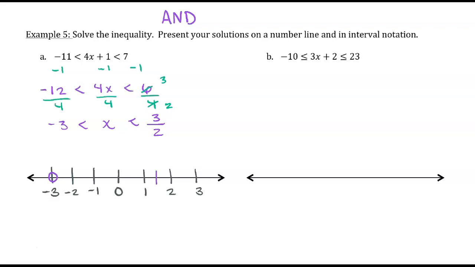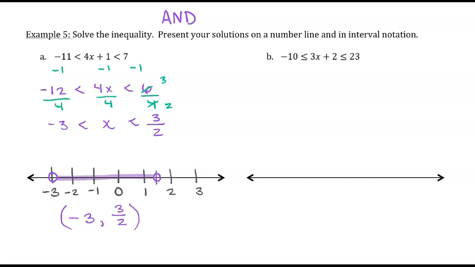So our right endpoint is right here. It is also not included in the solution set because of the strict inequality. What we want are all x values between those two endpoints. Writing this in interval notation, we have a left endpoint of negative 3 and a right endpoint of 3 over 2. We will use parentheses on both sides because neither of the endpoints are included.